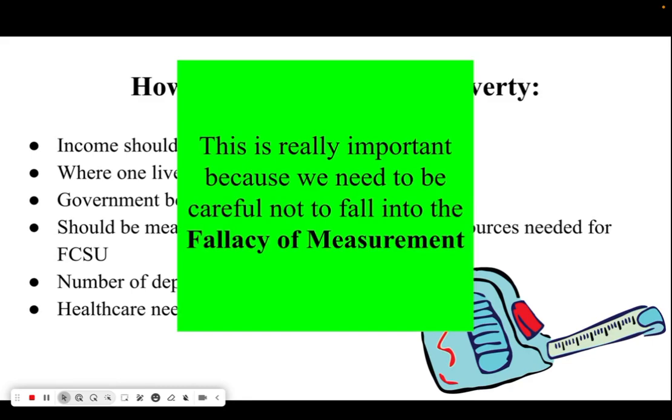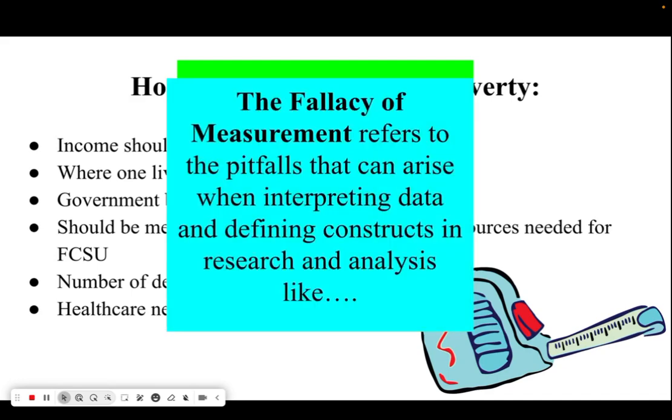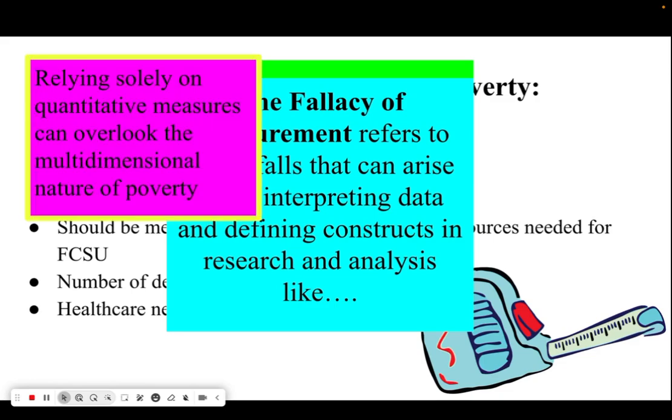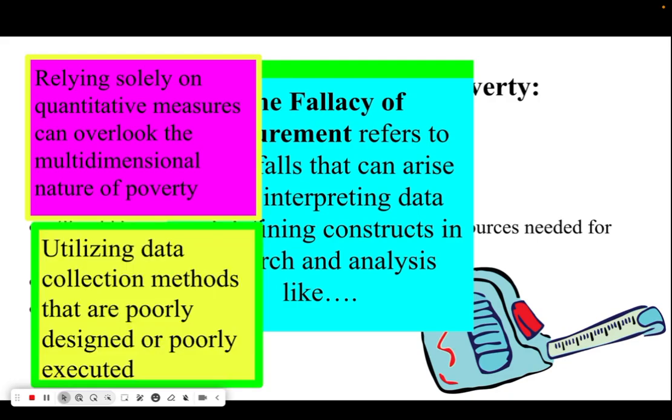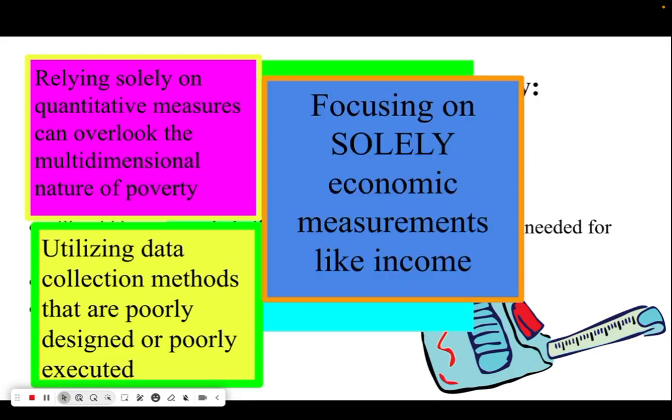And we think this is really important because we need to be careful not to fall into the fallacy of measurement. The fallacy of measurement refers to the pitfalls that can arise when interpreting data and defining constructs in research and analysis, like relying solely on quantitative measures can overlook the multidimensional nature of poverty, utilizing data collection methods that are poorly designed or even poorly executed, and or just focusing solely on economic measurements like income.